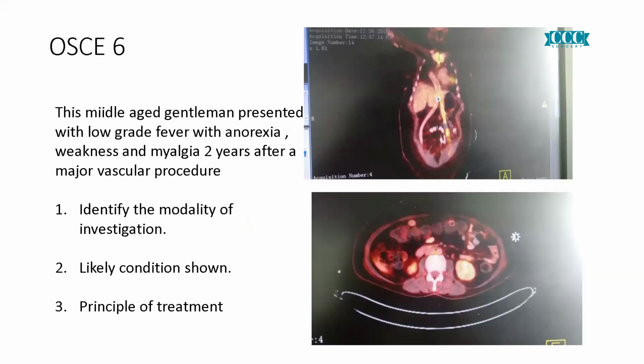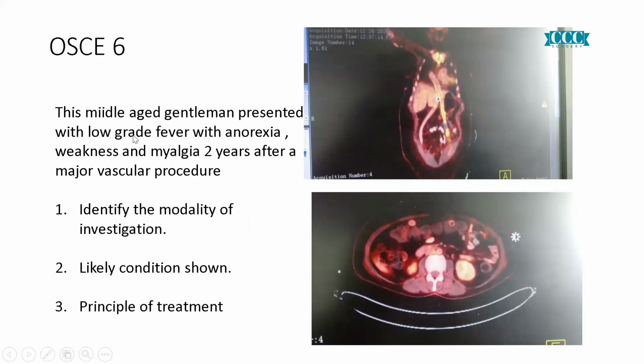This is a pretty interesting one. This middle-aged gentleman has undergone a major vascular procedure. You can see this graft is right from the thorax and goes into the groin. So this is basically a thoracofemoral bypass, which was done around 2 years back.